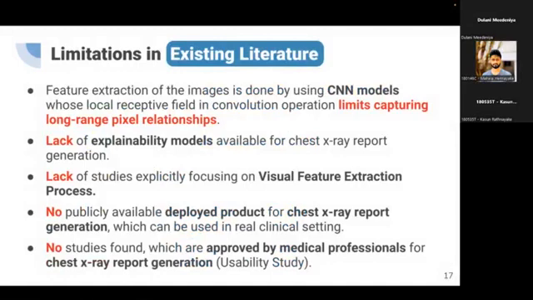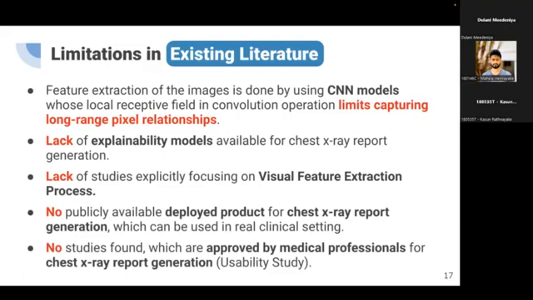Yeah. So these are the limitations of the existing literature. Feature extraction of the images is usually done by using CNN models. CNN models are more into capturing only the local features of the image. And also there is a lack of explainability models available for chest X-ray report generation. Also, most of the related studies are not focusing on the visual extraction part. They are more focusing on the report generation part, which means the decoder.